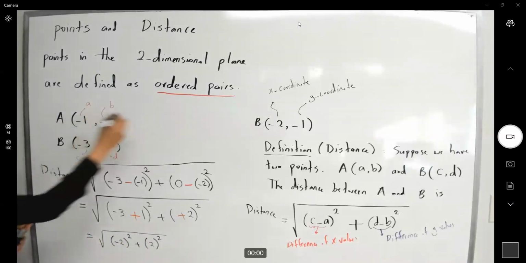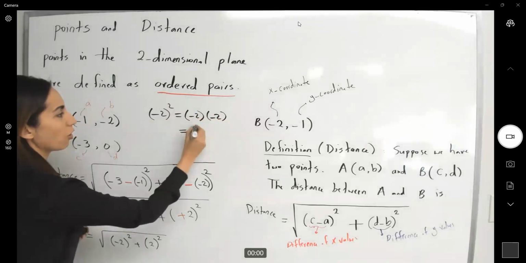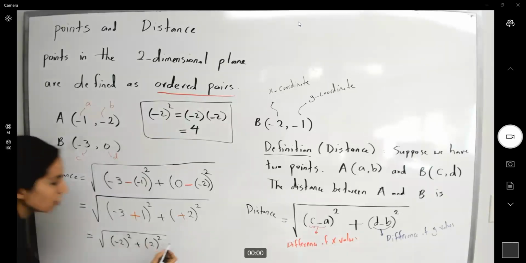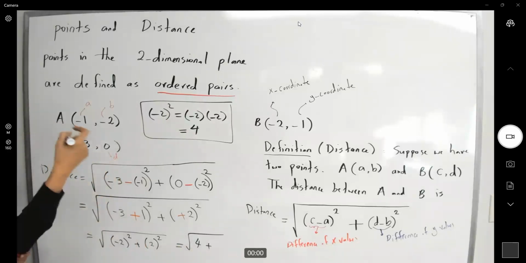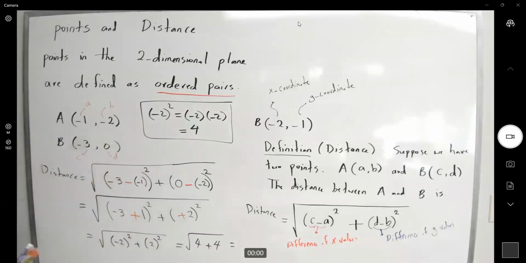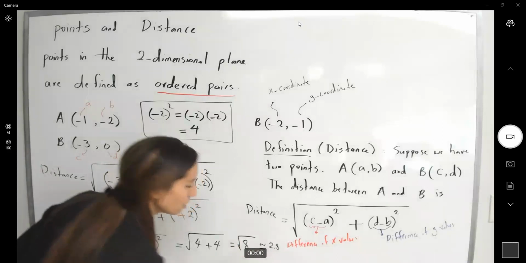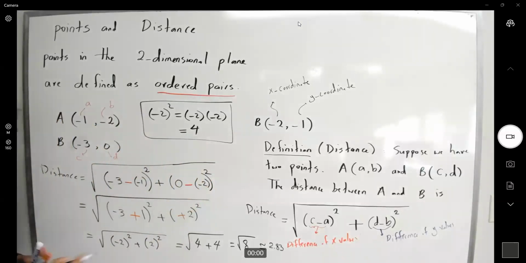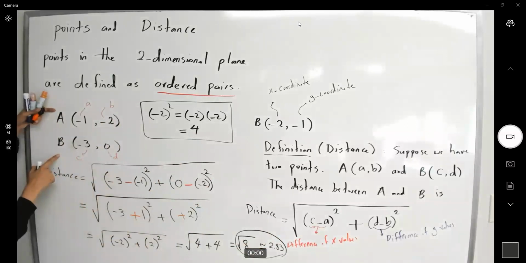-2 squared is -2 times -2, which is +4. Negative times negative is always positive. So this guy becomes square root of 4 plus 2 squared is also 2 times 2, which is 4. We get square root of 8, which is approximately 2.8, 2.82, 2.83, or about 3. This is the distance between A and B.